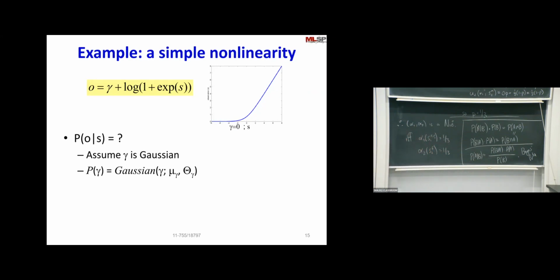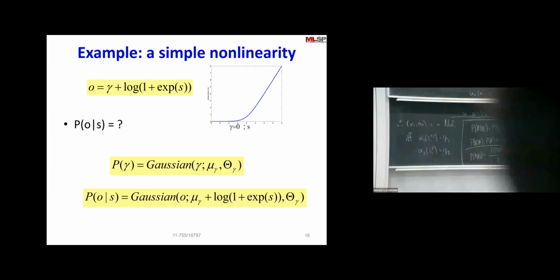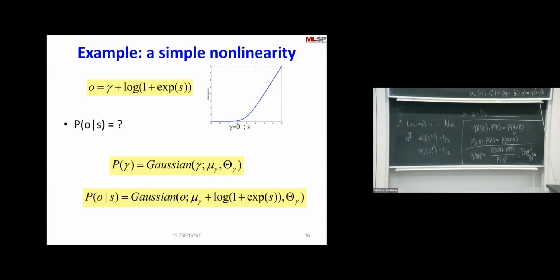So now consider this case. O equals gamma plus log of 1 plus exp of s. This is actually a pretty nice linear function if you really think about it, right? It's linear to the right, it's linear to the left. Unfortunately, it has a bend in the middle. And if gamma is Gaussian, what is P of O given S? If S is given, that term log of 1 plus exp of s is a given term, right?